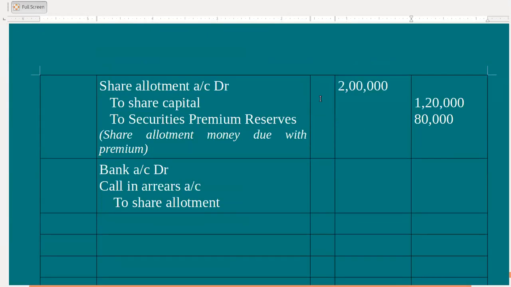So actually share allotment due is 2 lakh. So we are not going to receive the entire amount of 2 lakh because already 32,000 is there in share allotment account. Okay, so here we have some adjustment. Before that, to share allotment, we can provide the amount 2 lakh minus 32,000. What is that amount? 1,68,000. 1 lakh 68,000.